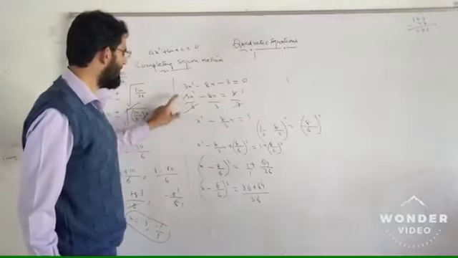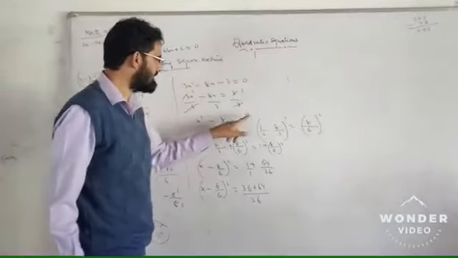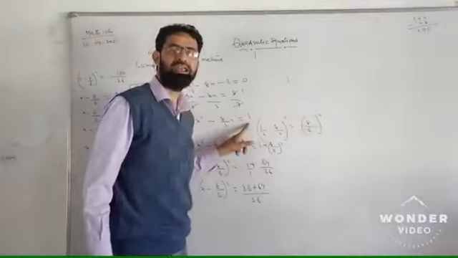by 3. Now 3 and 3 will get cancelled. We are left with x square minus 8 by 3x is equal to 3 and 3 cancels. We are left with 1.